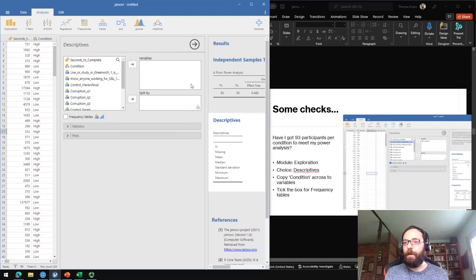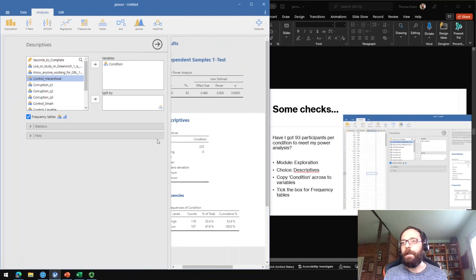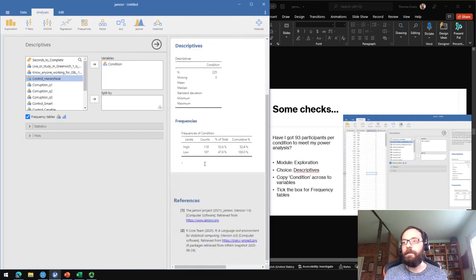So all you have to do is pick what you want to do. In this case, what we're going to do is copy our condition variable, which is obviously high or low, into our variables box. You can either click on the thing you want and drag it across, or you just highlight it and click on the arrow to push it across. And we're going to ask for frequency tables, which is the first immediate option under your list of variables. And you'll see it happily appears on the right-hand side for you.